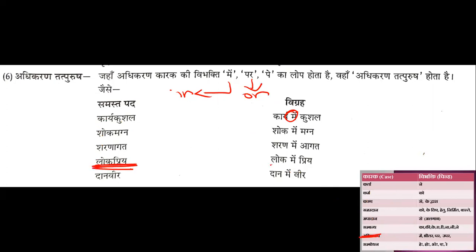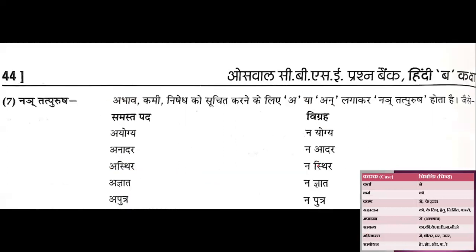Lokpriya. Lok me priya. Lok means people or a group of people, the audience. Priya, favorite. So the one who's the favorite amongst the people, people's favorite. Lok me priya. Dan veer. Dan means giving. Veer means the bravest or the greatest. So the one who is the greatest in giving, the most generous person, is Dan veer. So dan me veer. So that is Adhikaran Tatpurush.